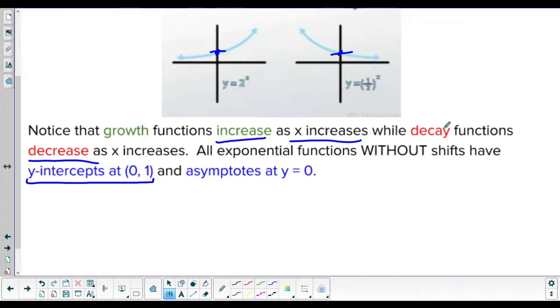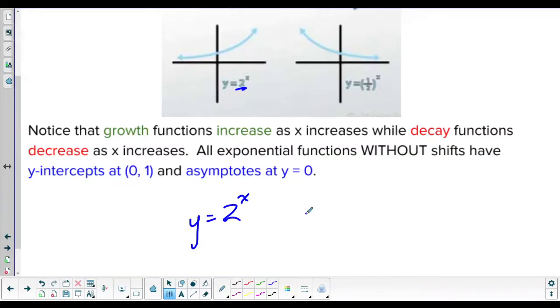If it gets shifted up or down, so let's say it has like a little +3 on the end, so this thing goes up 3, then obviously it's not going to have the same y-intercept. But if we don't move it around, all exponentials, regardless of their base, so it could be y equals 2 to the power of x, y equals 1/3 to the power of x, anything will always have the same y-intercept. And they're going to have this thing called an asymptote at y equals 0. So we're going to talk about what asymptotes are on the next slide.